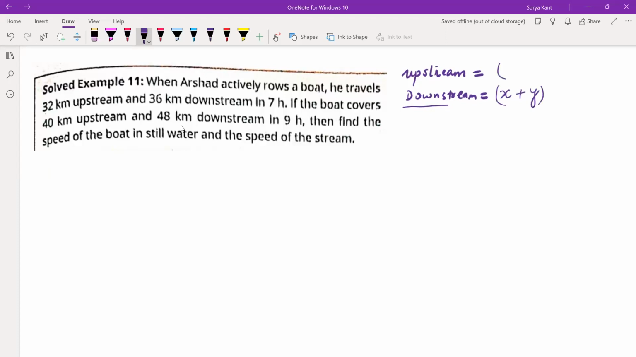And in upstream, what happens? If you drive a cycle in the up direction, what happens? Your cycle will slow down. Yeah, slow down. So here x we are considering is the speed of the boat. And y is the speed of what? Speed of water, or you can say stream. So very easy to remember.